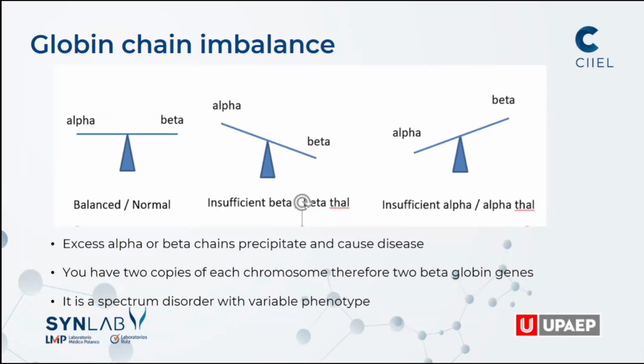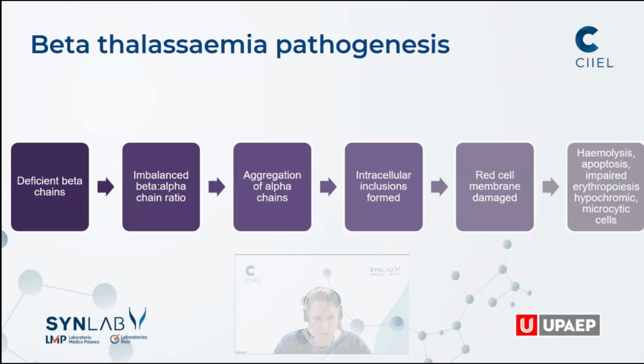Now, thalassemias are all about globin chain imbalance. When you have a normal chromosomal complement of your alpha and beta globin genes, you have this balanced expression of alpha and beta globin, which means that all the alpha and beta chains are formed into those tetramers, which form the functional hemoglobin. But with beta thalassemia, you have reduced beta globin, so you get an excess of alpha globin chains, and with alpha thalassemia, you get a reduction in alpha and an excess of beta. So it's all about these excess alpha and beta chains, which are causative of the disease.